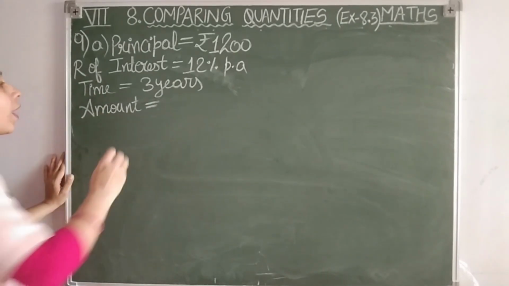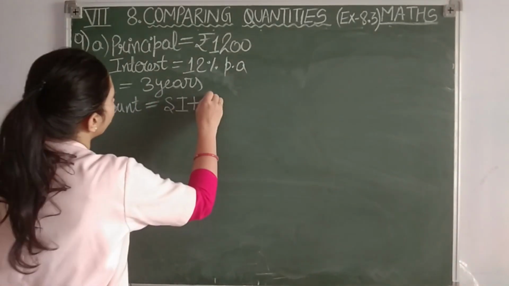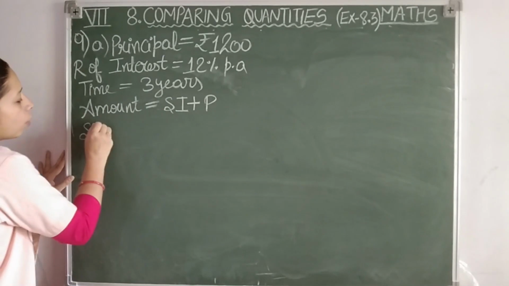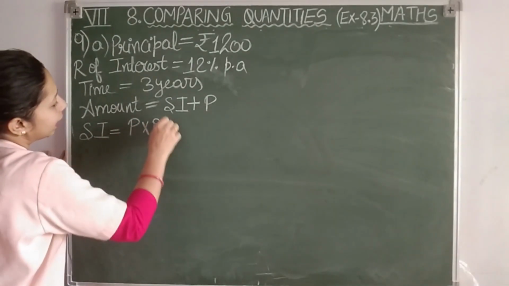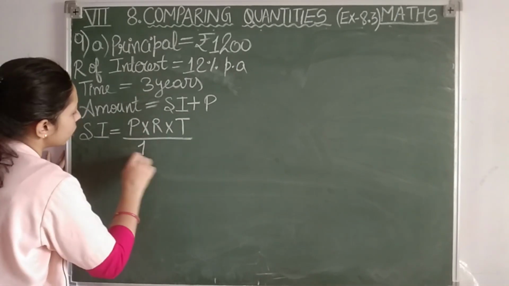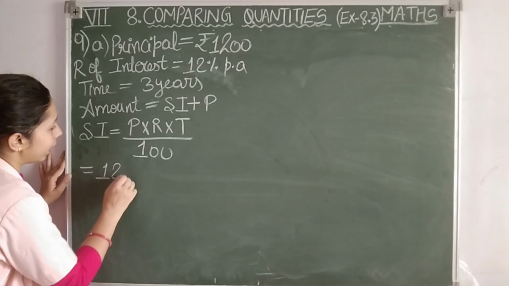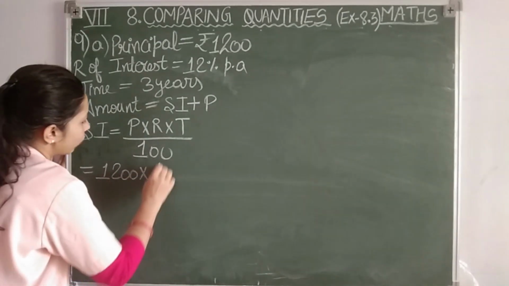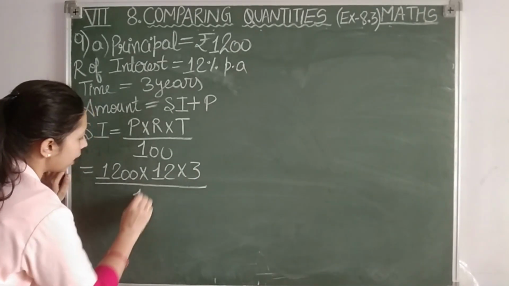No, that we have to find out. So we'll simply write here the formula, and then first we have to find out the simple interest. Formula to find the simple interest is principal into rate into time upon 100. Clear, students? Let us put the values. So principal is 1200, rate is 12%, time is 3 upon 100.